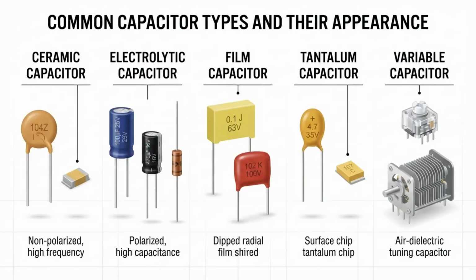There are several types of capacitors. Ceramic capacitors are commonly used in high-frequency circuits and digital electronics. Electrolytic capacitors provide high capacitance values and are widely used in power supplies. Film capacitors offer excellent stability and precision. Tantalum capacitors provide high capacitance in a compact size, while variable capacitors are used for tuning circuits, such as radios.